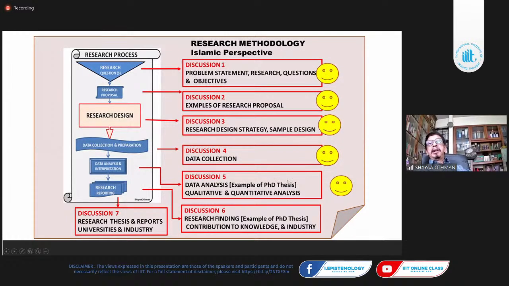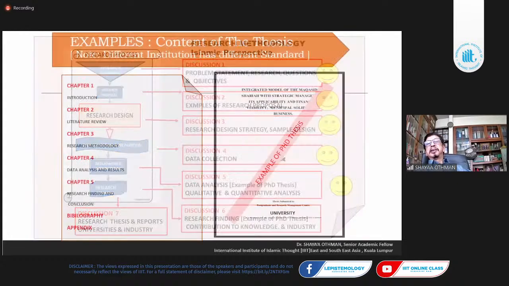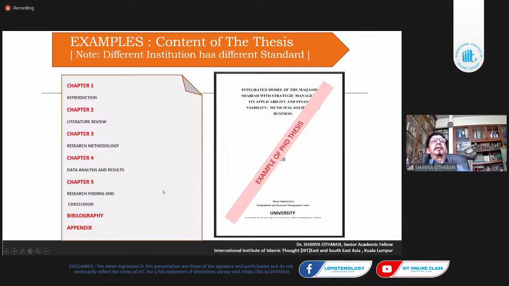Okay, that is data collection. Now we talk of data analysis. That is different, it's a different standard. Looking at what I call the PhD, for example, these are the PhD theses of one university.